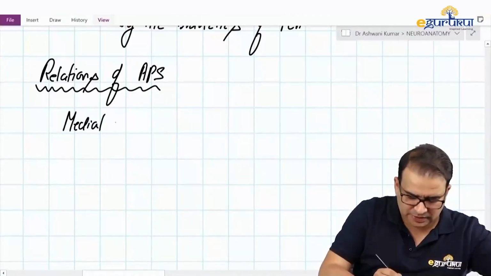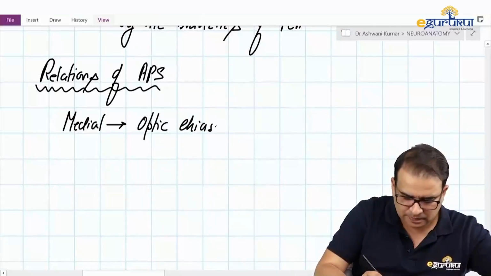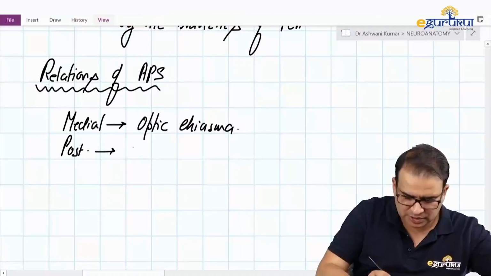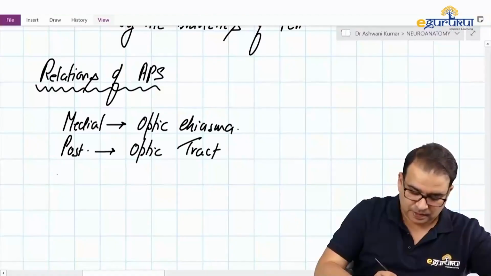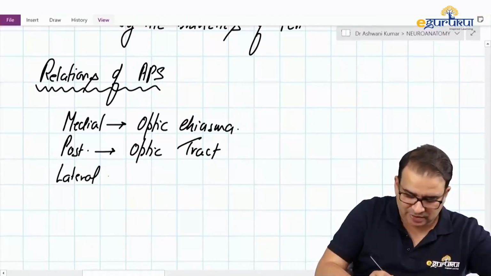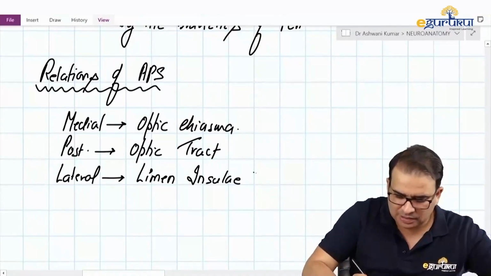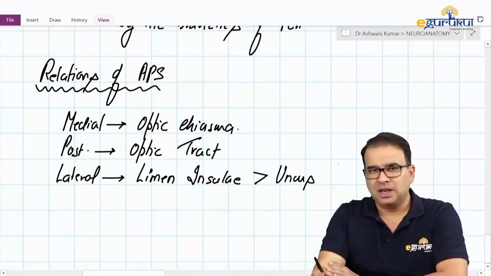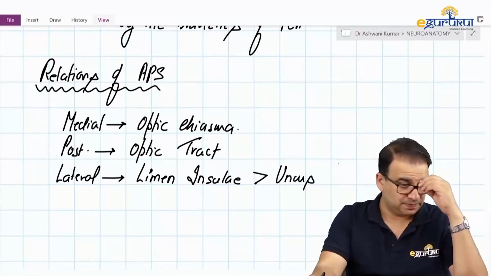so first, medial relation was what? That was optic chiasma. Posterior relation is optic tract. And then comes the important one, that is lateral relation. Your best answer here is going to be limen insulae. If limen insulae is not in the options, you can go with uncus also. But uncus should be your second best choice. Limen insulae, uncus. Uncus is more posterior laterally present.